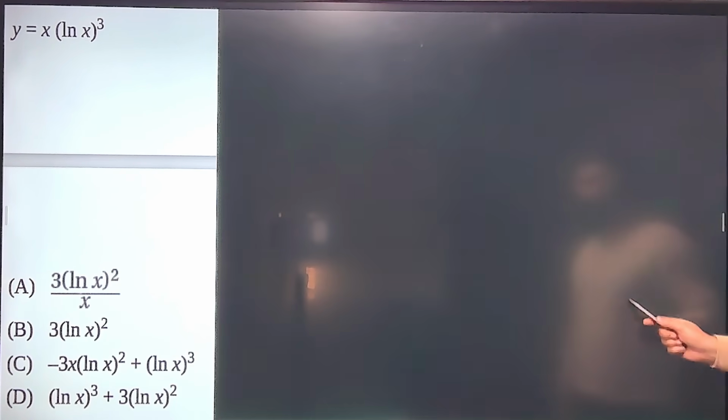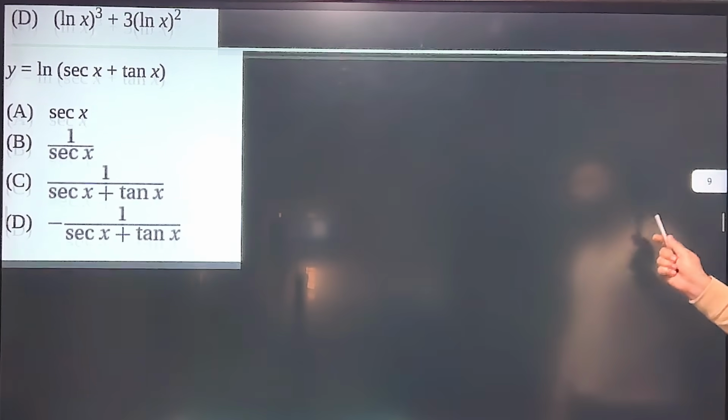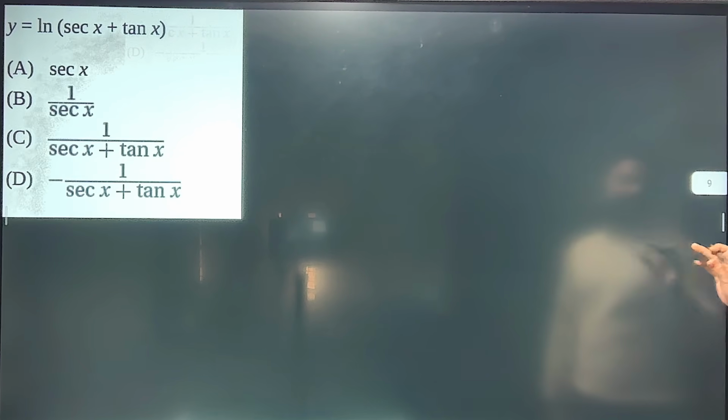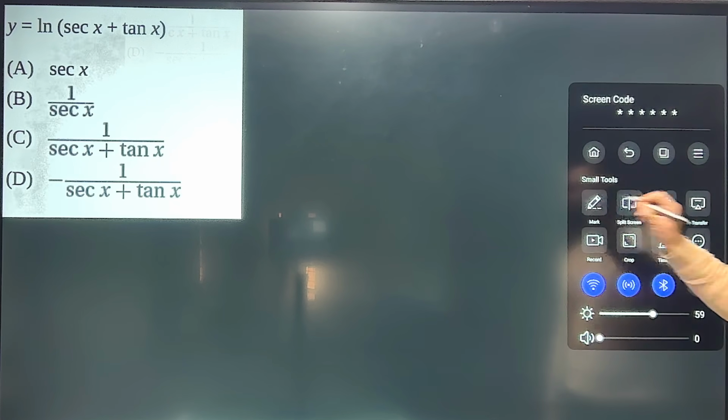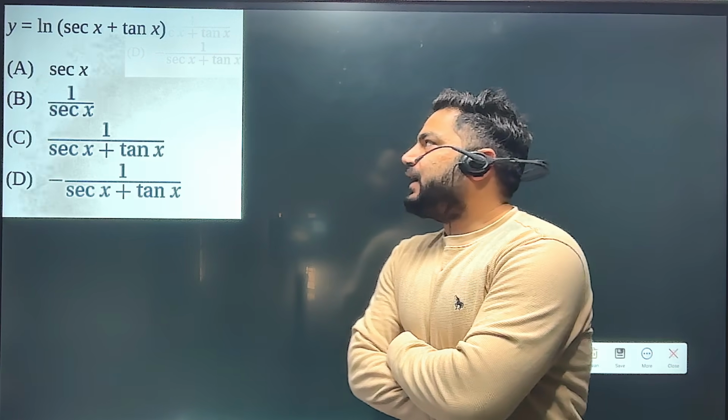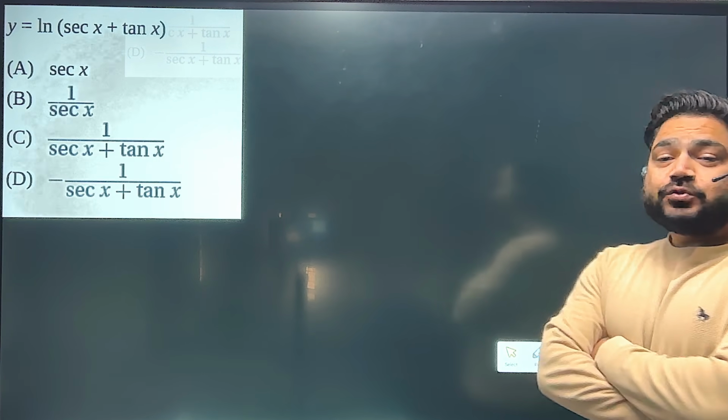Fine, moving on, next question. Next question is y equals ln of secant x plus tan x. Yes, this is a very good question for the AP calculus exam. How to solve the question?